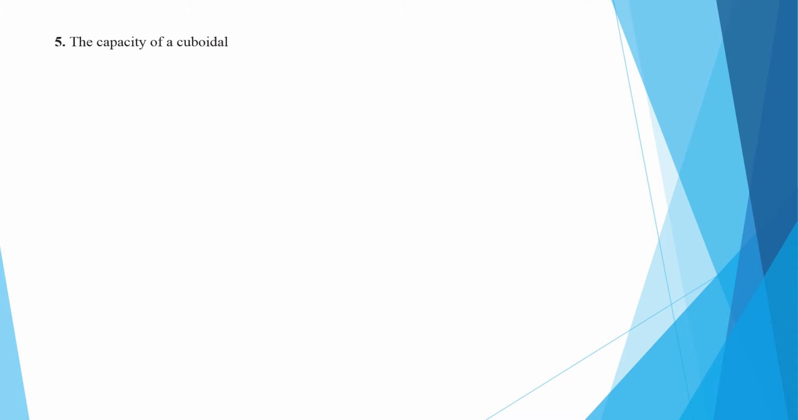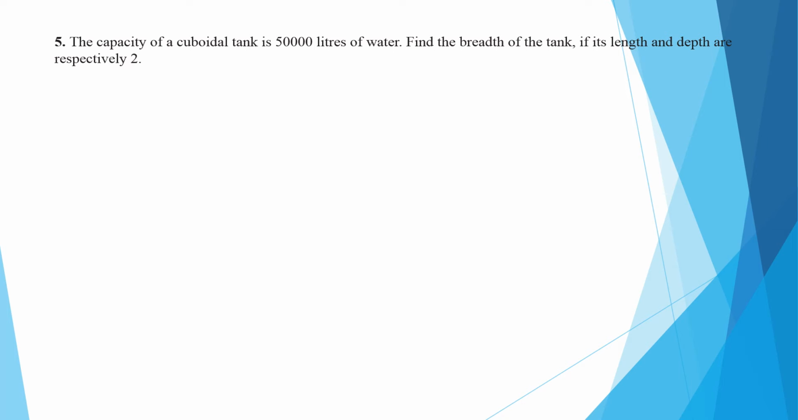Now in this question again, it is said that the capacity of a cuboidal tank is 50,000 liter. One tank is there and its capacity is mentioned as 50,000 liter. We need to find the breadth of the tank if its length and depth are respectively given, that is 2.5 meter and 10 meter. So let's begin the solution.